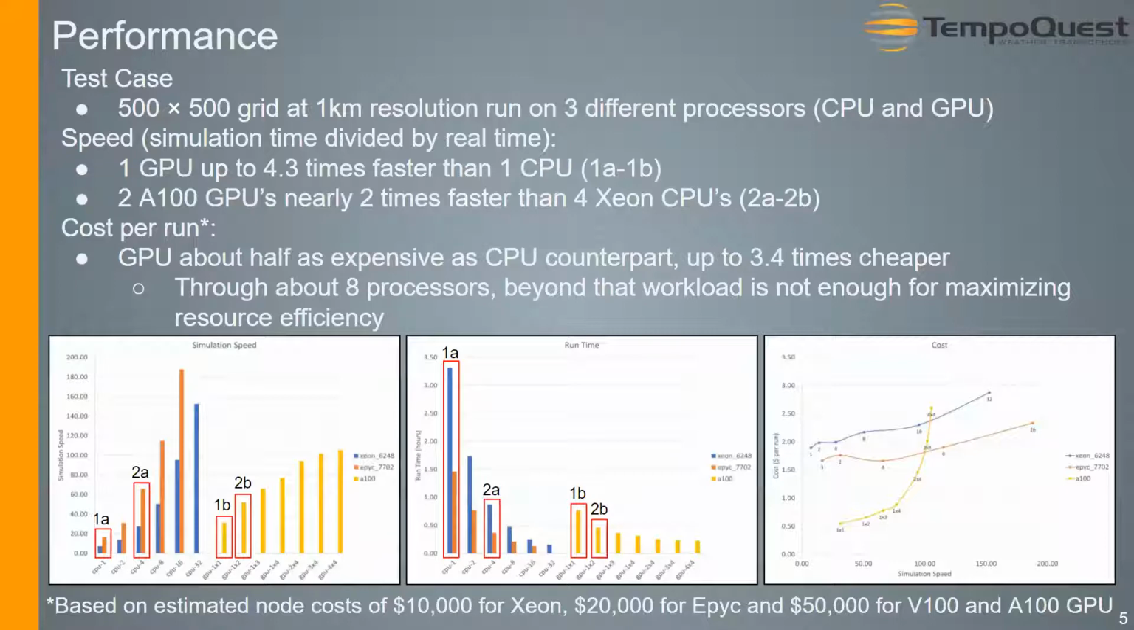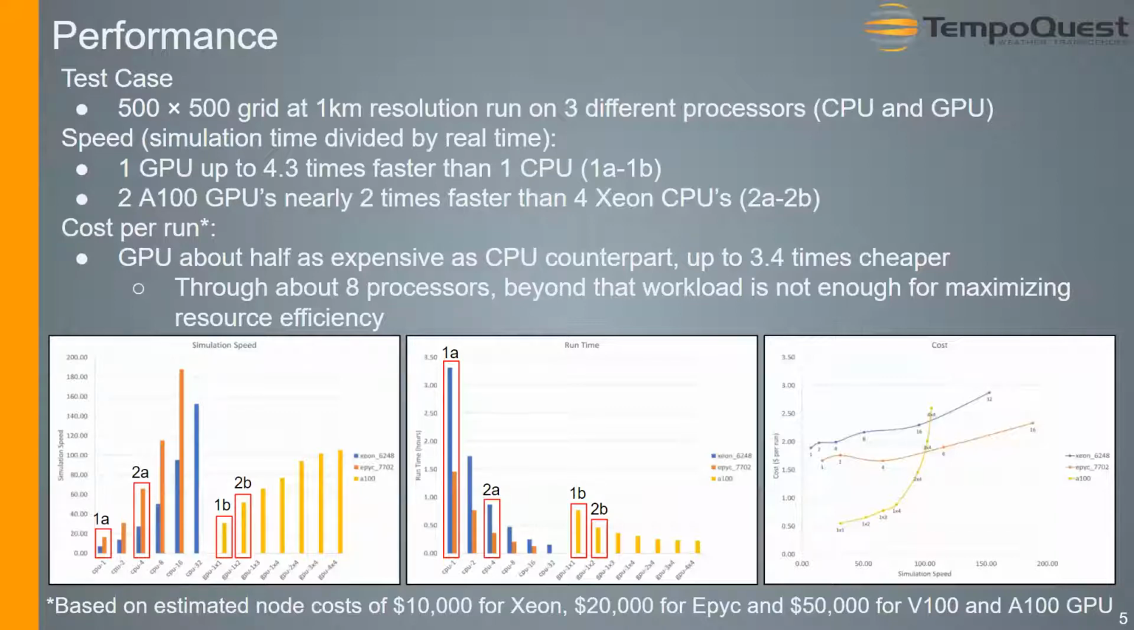On the left is a comparison of the simulation speed, which we define as the simulation time over the real time. In the center graph is the runtime, and on the right is a cost per run comparison. We note from the simulation speed graph in boxes 1A and 1B that one GPU is about 3 times faster than one CPU. For 2 A100 GPUs, these are nearly 2 times faster than 4 Xeon CPUs, which is shown in boxes 2A and 2B.